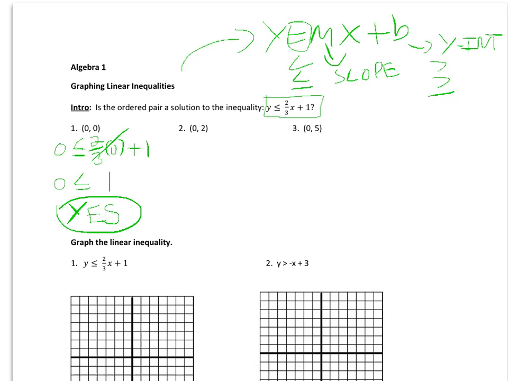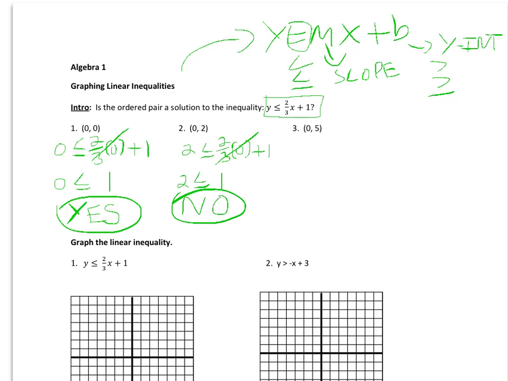Let's do number 2. Now I'm going to take 2 and plug it in for this y, and take this 0 and plug it in for this x. So it becomes 2 is less than or equal to 2/3 times 0, plus 1. Again, 2/3 times 0 is 0, and 0 plus 1 is 1. Then I have a number on each side, and I ask myself, is 2 less than or equal to 1? Well, 2 is not less than 1, so I say no, that's not a solution.